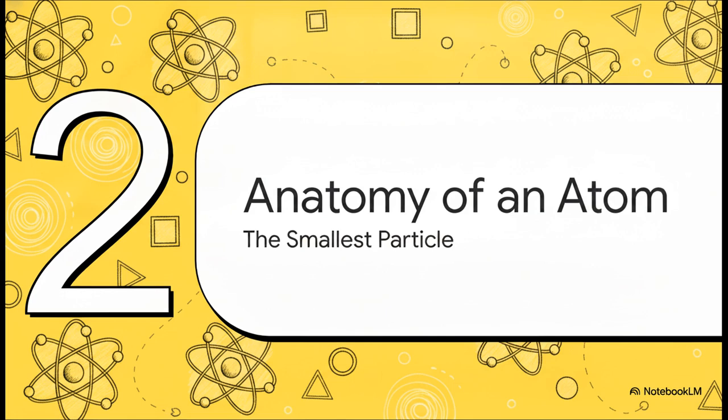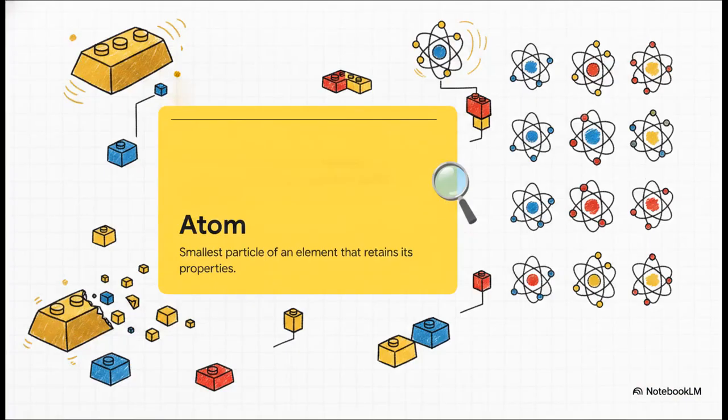Moving right along to Section 2, Anatomy of an Atom. Let's zoom way in and see how these smallest particles are actually built on a microscopic level. Think of an atom as the universe's ultimate, irreducible Lego brick. If you've got a solid chunk of gold, the smallest possible piece of that chunk that still acts, looks, and chemically behaves like gold is a single gold atom. It is the absolute fundamental unit of an element.